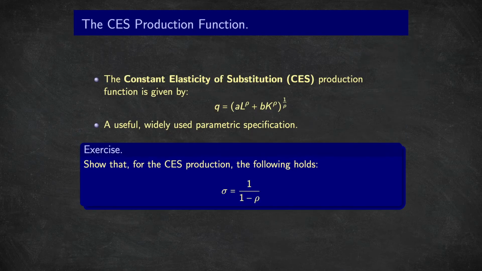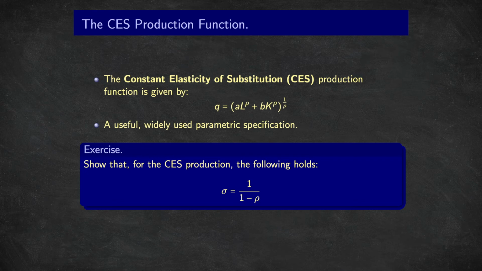Here's an example that we will go through next. This is another long-run production function, and it's called the constant elasticity of substitution, or the CES production function. So it looks like this. Output Q is equal to, and then we have some constant parameters A and B, and a rho parameter, where Q is equal to A times labor L to the power rho, plus B times capital K to the power rho, and then we take all of this and take the expression to the power 1 divided by rho.